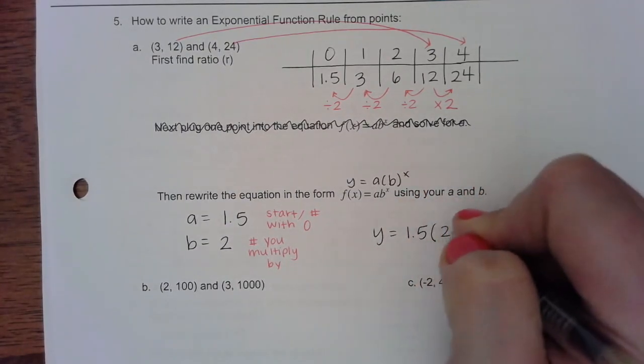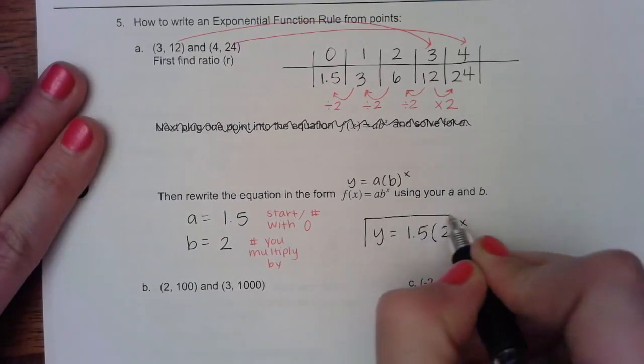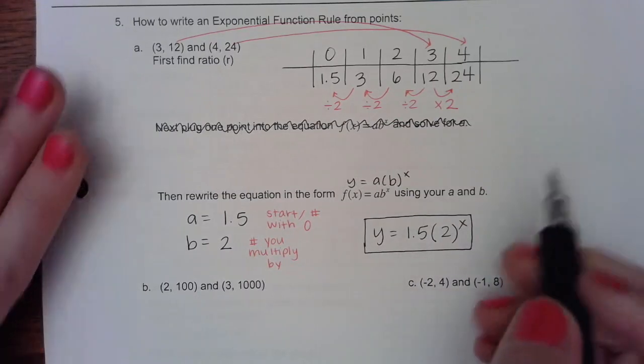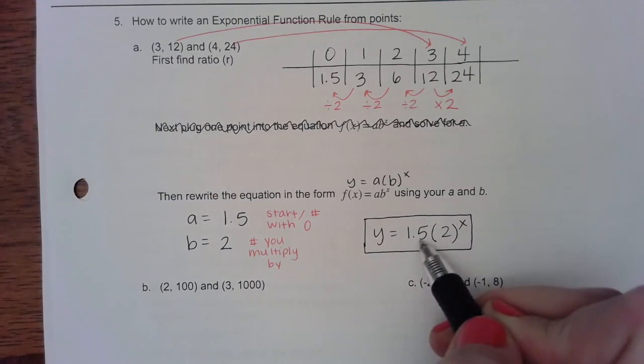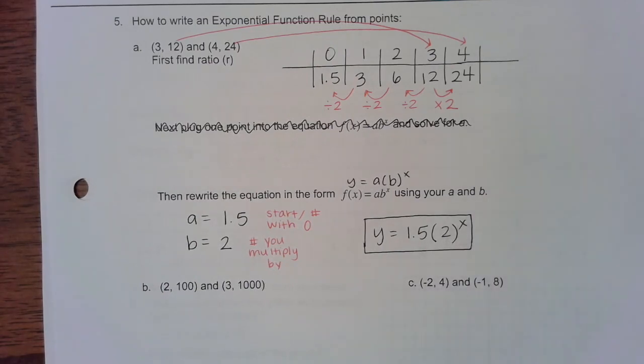The a term goes out front and then the b term goes on the inside. And this is the answer to the question. So this means that this graph would start at 1.5. That would be the a value. That's where it would cross the y-axis, and then it would go up times 2 every time to get each of the different numbers in the list.